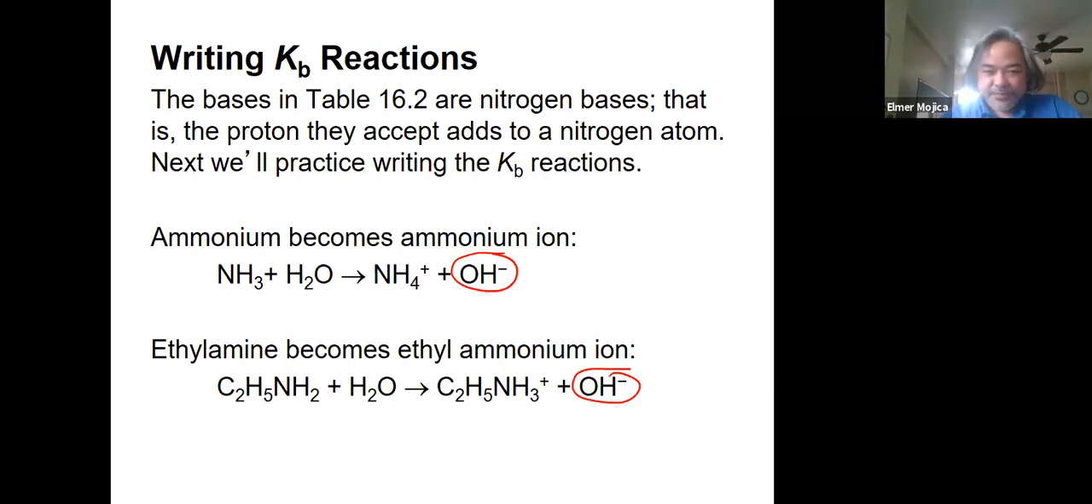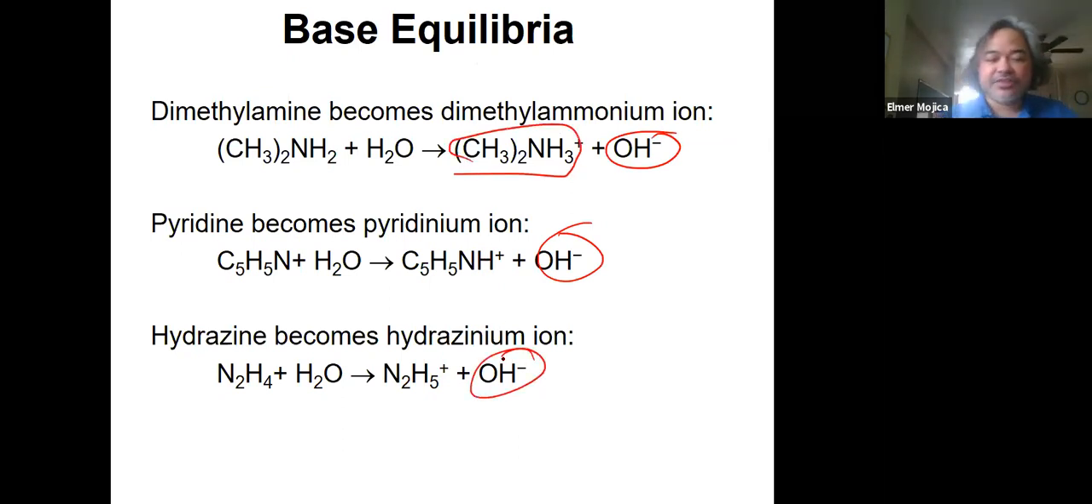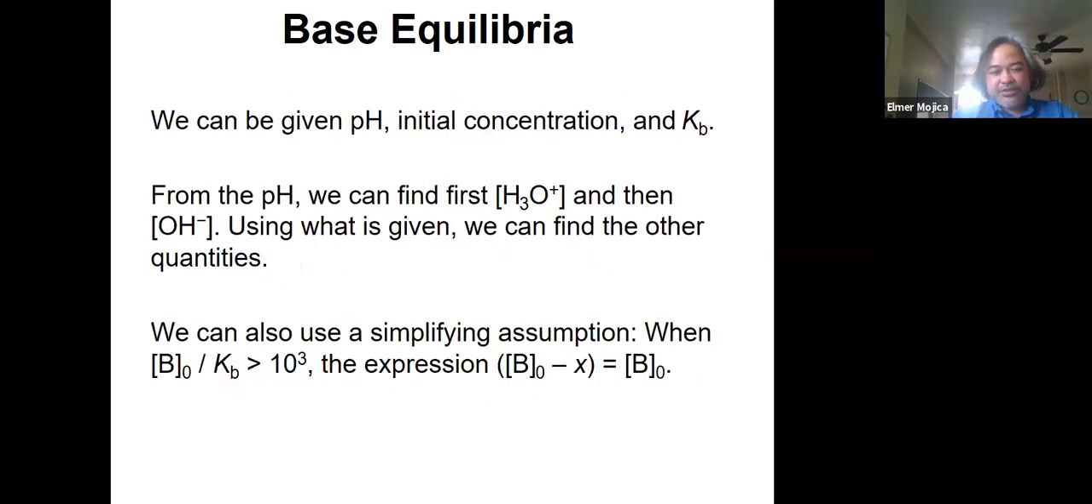Now, these are just some of the reactions that you typically have. As you could see, you form a protonated base and a hydroxide. So that's the cue that you have a basic reaction, or you have a reaction of water with a base. So the way you solve the problem here is just the same as what we call the Ka. You will be given here the pH, the initial concentration, and the Kb.